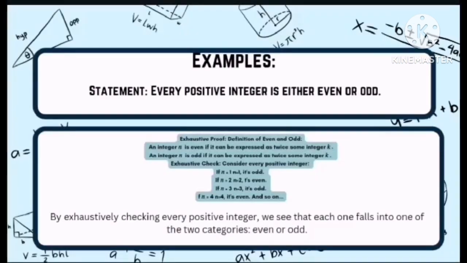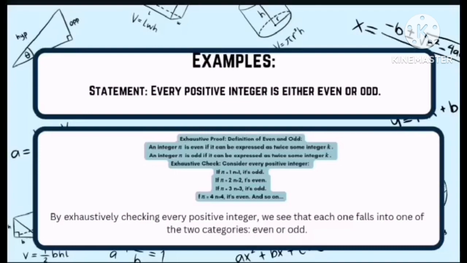For example, the statement: every positive integer is either even or odd. Exhaustive proof. Definition of even and odd. An integer n is even if it can be expressed as twice some integer k. An integer n is odd if it can be expressed as twice some integer k plus 1. So, the exhaustive proof.